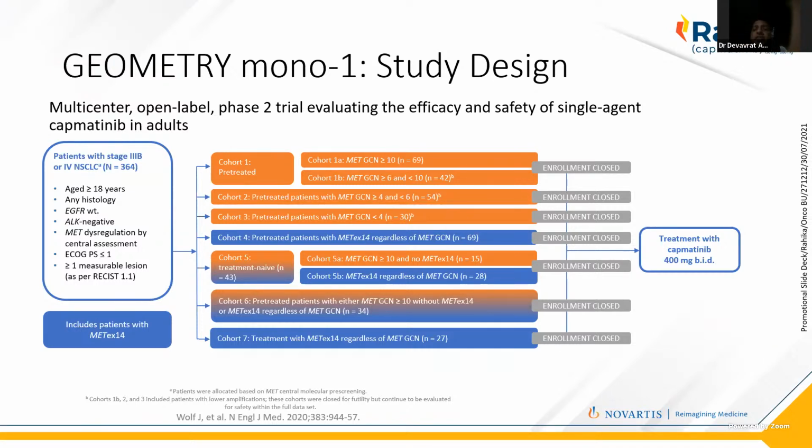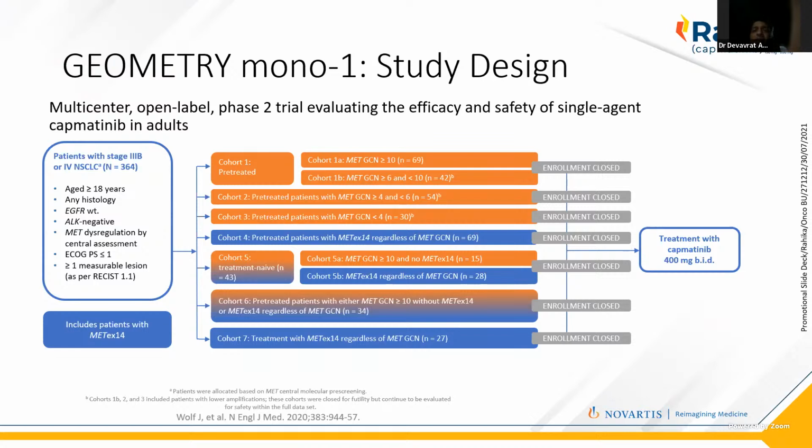So there were different cohorts. Cohort 1 was a pre-treated cohort of MET gene copy number of more than 10. Cohort 1A was more than 10. 1B was a gene copy number of between 6 and 10. Cohort 2 was pre-treated patients with MET gene copy number between 4 and 6. And cohort 3 was pre-treated patients with gene copy number less than 4. And then importantly, cohort 4, which we will discuss in some more detail later in the slides, was pre-treated patients with MET exon 14 skipping regardless of the gene copy number.